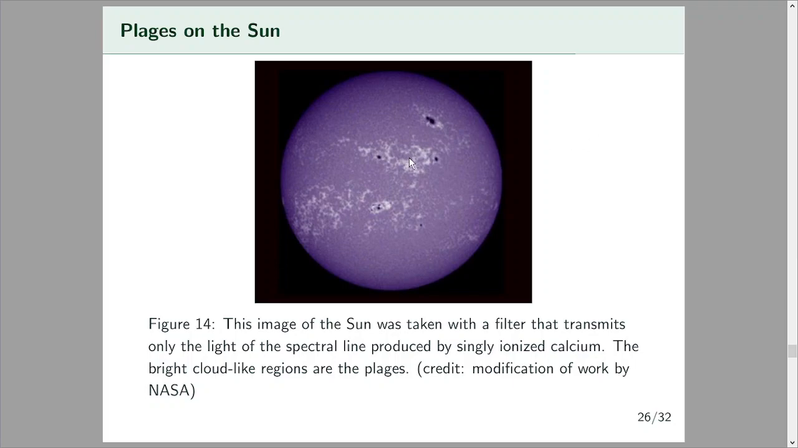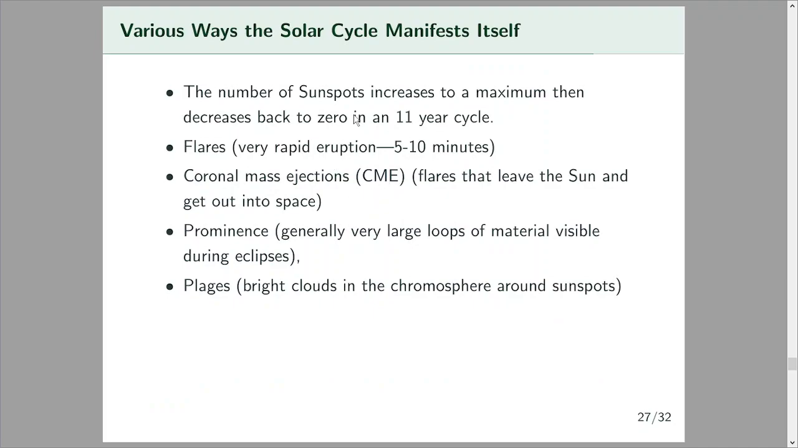These are called plages. This is what happens inside the chromosphere. These are little cloud-looking structures around sunspots. So these are various ways the solar cycle manifests itself. The number of sunspots increases during the solar cycle. We get flares, we get coronal mass ejections, we get prominences, and we get these plages. All of these are consequences, or things that are happening during the solar cycle.